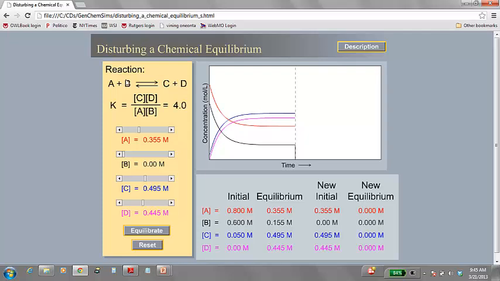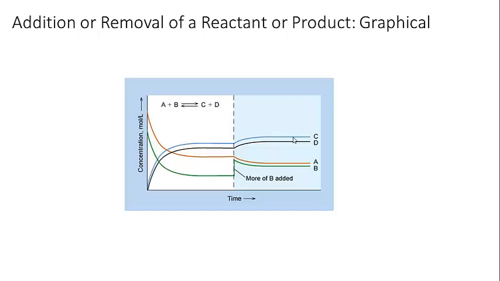So we've decreased the amount of B, and so to offset that, you need to make more B. So we should see C and D reacting backwards to make A and B. So let's re-equilibrate and see what happens. And in fact, it does. Because we removed B, C and D react to make B and A. So C and D decrease in concentration. That's these two. And A and B increase in concentration. That's those two. So that's a graphical concentration-time view of Le Chatelier's principle for concentration changes.